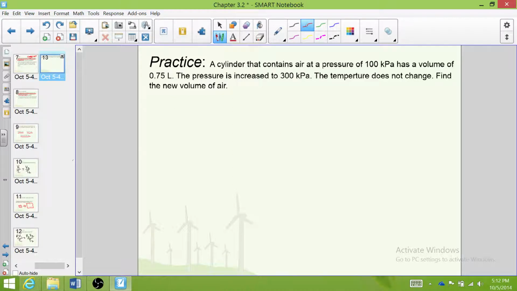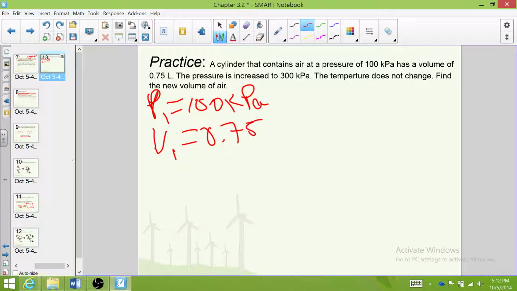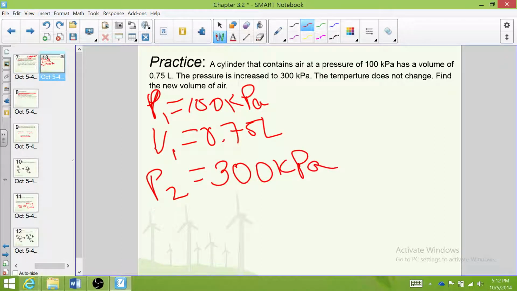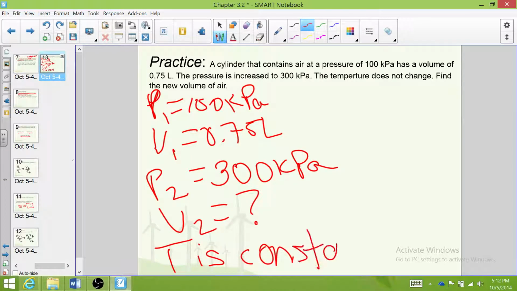So the first thing I'm going to do is pull some information from this problem. I know that my beginning pressure, P1, is 100 kilopascals. I know that my beginning volume, V1, is 0.75 liters. I know that my second pressure, the pressure after I make a change, is 300 kilopascals. And I'm trying to find the new volume, which is going to be V2. And I know that T is constant. Now this is a really, really important point. T is constant.